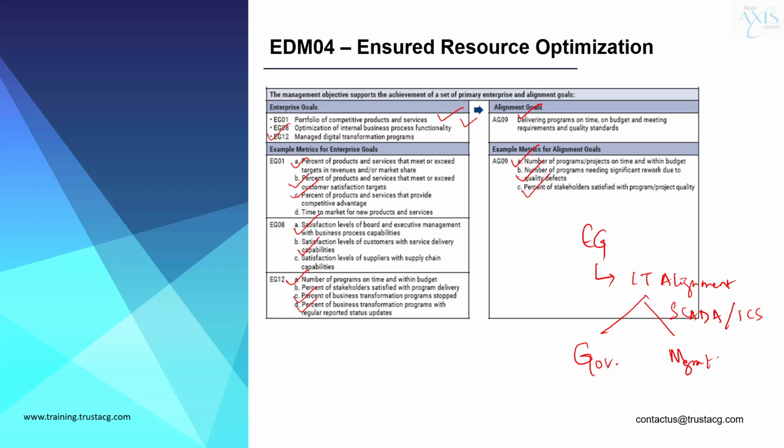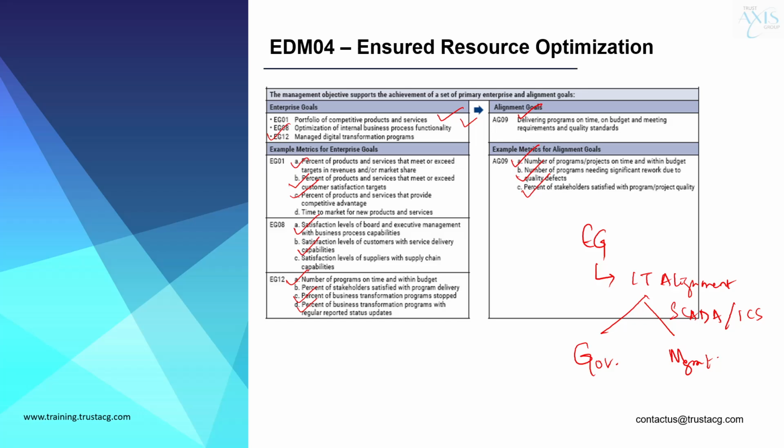So this alignment goal ensures that the governance framework drives accountability of your resources and ensures that every project and program is monitored not just for delivery but also for value and quality. Okay, so to summarize this particular governance objective, which is around ensured resource optimization, it ensures that the enterprise is using its people, technology, and financial resources efficiently. It maintains transparency and accountability in how the resources are allocated. It supports your innovation and transformation without overextending budgets or capacity.